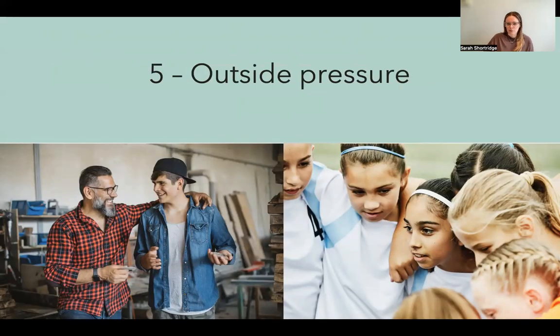Number 5 is outside pressure. Outside pressure can come from different people for various reasons. So, for example, if you come from a family of high achievers who have degrees, you might feel pressure to fit in, and you could have performance anxiety towards school and grades. Another example is if you are a part of a soccer team and the other players are playing exceptionally well or are very good, you might feel pressure to be equally as good and have performance anxiety.